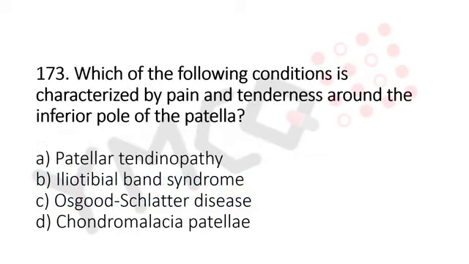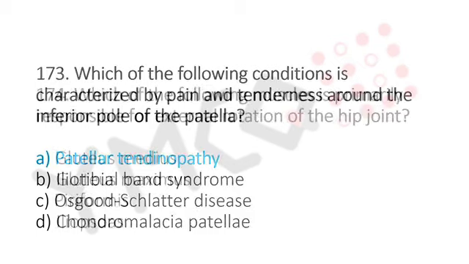Which of the following condition is characterized by the pain and tenderness around the inferior pole of the patella? Option A, patellar tendinopathy. Option B, iliotibial band syndrome. Option C, Osgood-Schlatter disease. Option D, chondromalacia patellae. And the answer is option A, patellar tendinopathy. Now let's move to question number 174.